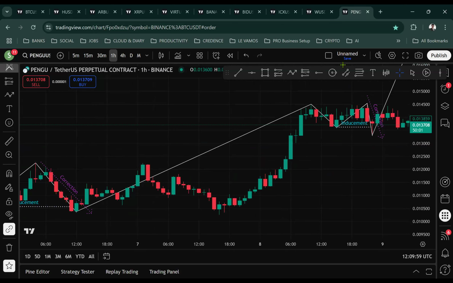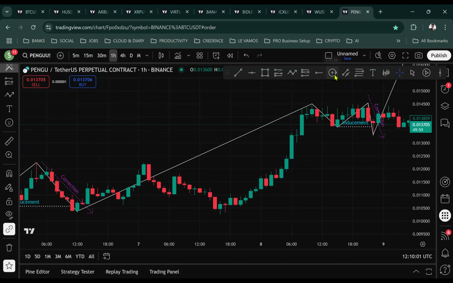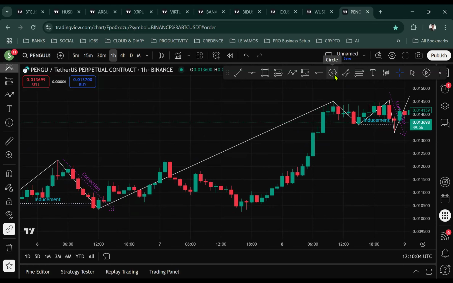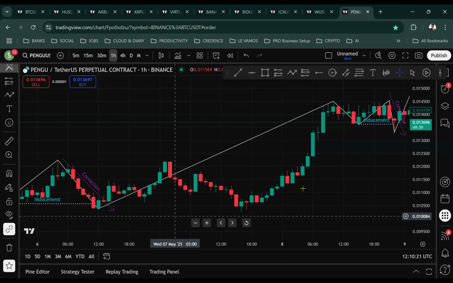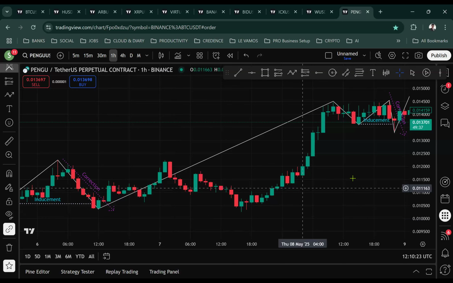And the impulse, after this correction, the impulse is starting. At the end of this correction, a new impulse will start from here. So the way you're going to mark it is to start marking the valid pullbacks.